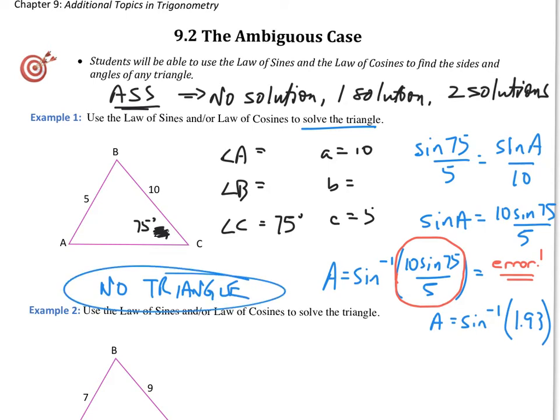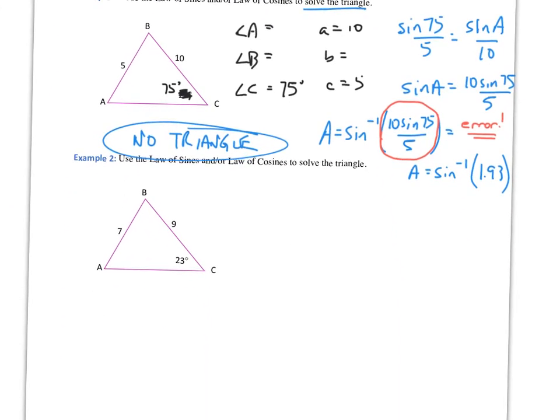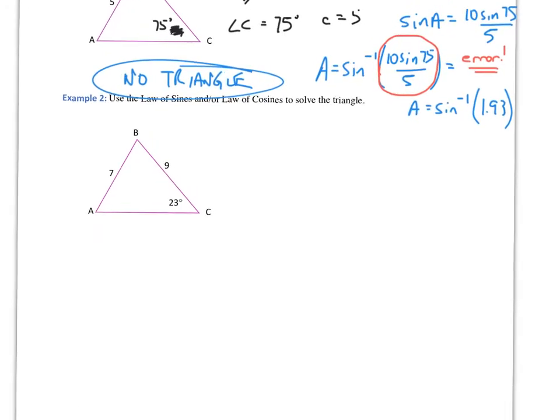So anytime you get a situation in which you get an error, no triangle. So that's like, in terms of my mechanical triangle over here, the sides just don't match up and no triangle exists. All right, Example 2. All I did was I kept the sides pretty much about the same, but this time I changed the angle measure to 23 degrees.